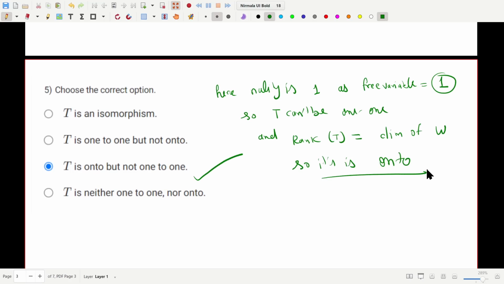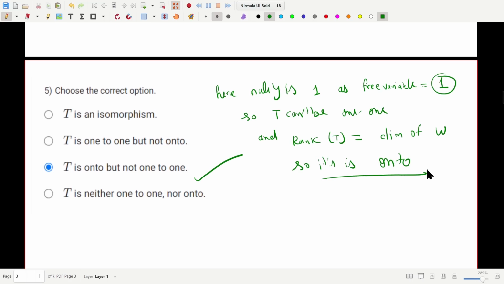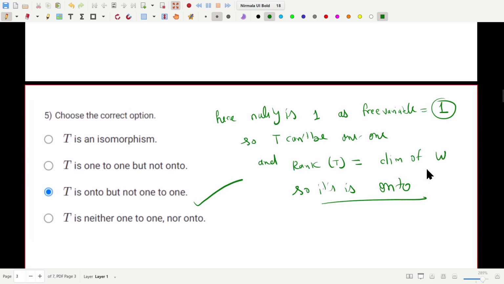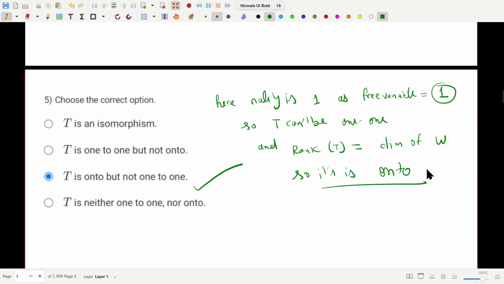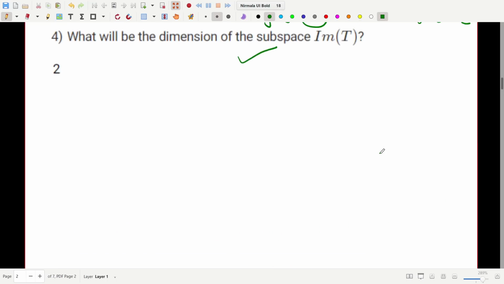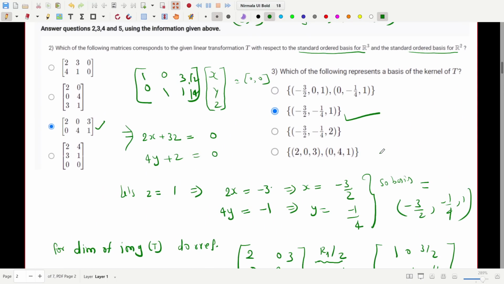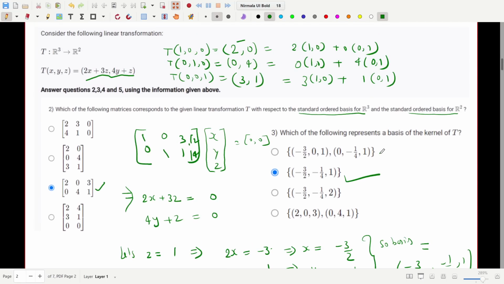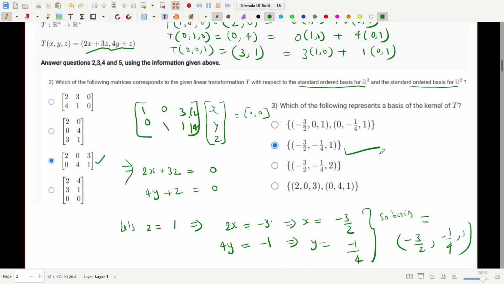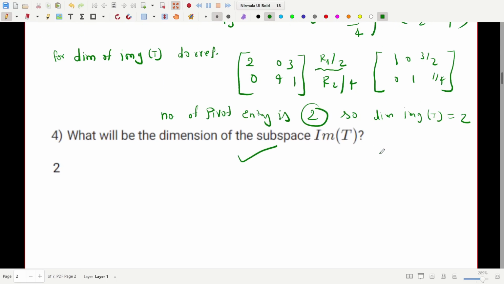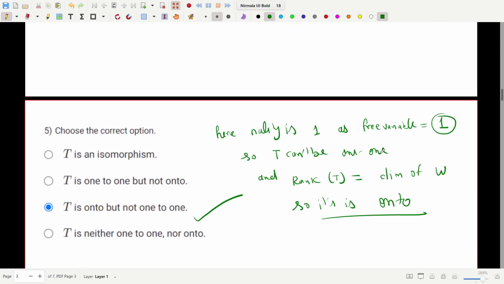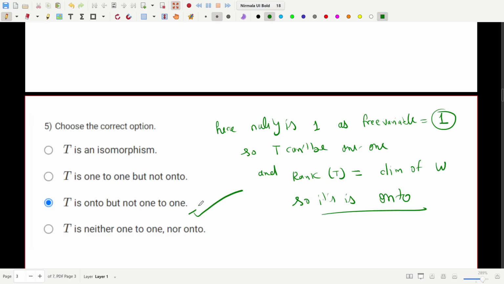Here the nullity is 1. We have to check whether T is one-one or onto. Here the nullity is 1, so it is not one-one, but for onto we have to check the rank of T. If the rank of T is equal to the dimension of W, then it is onto, and we can see that its rank is 2 and the dimension of W is also 2 because it's a transformation from R3 to R2. So the rank of T is equal to the dimension of W, so it is onto. So this matrix will be onto but not one-one. This option is right.